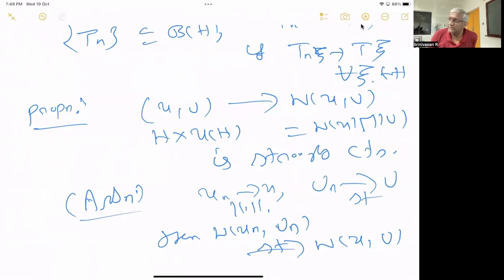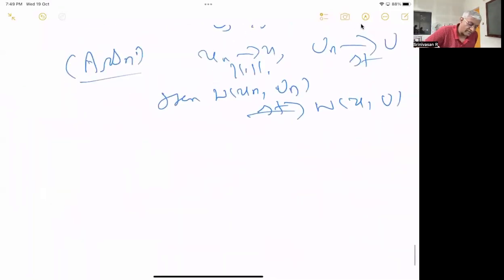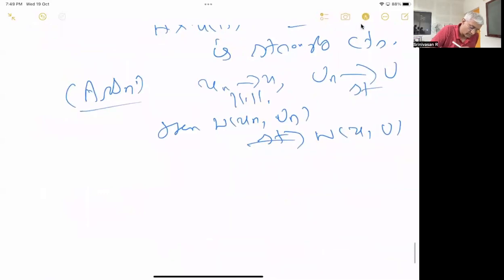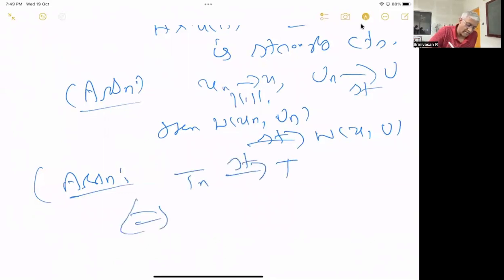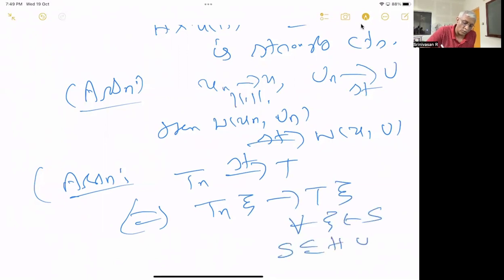And I told you for unitaries, if the sequence is uniformly bounded, then strong convergence... did I give that as an assignment? I don't remember. If not, you take that also as an assignment. Tn converges to T strongly is equivalent to saying Tn xi converges to T xi for all xi in S, where S contained in H is total.